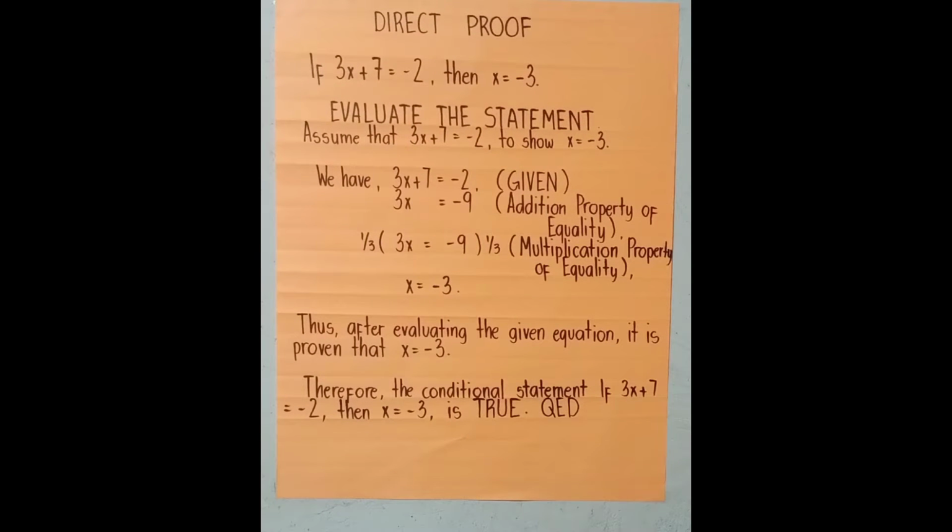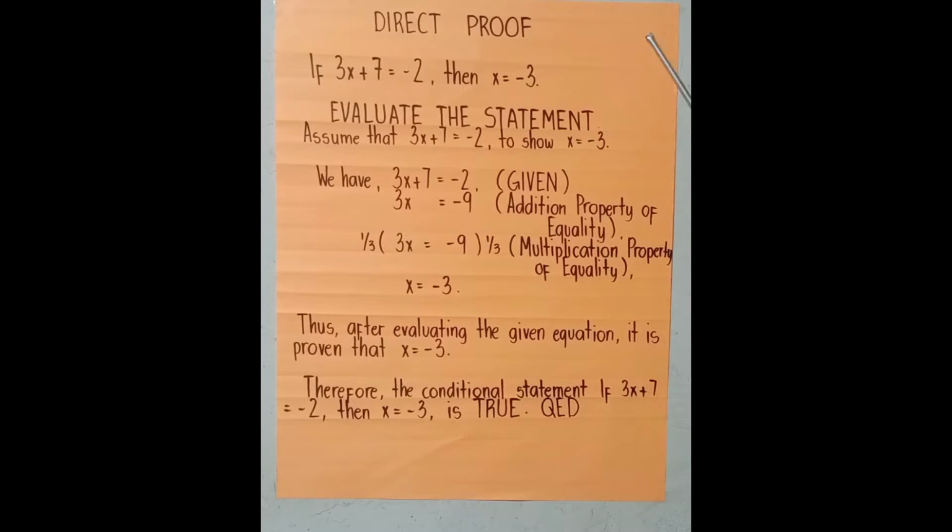Good day everyone. For today's video, I will be showing to you the direct and indirect proof solutions to my given problem, which is: if 3x + 7 = -2, then x = -3.